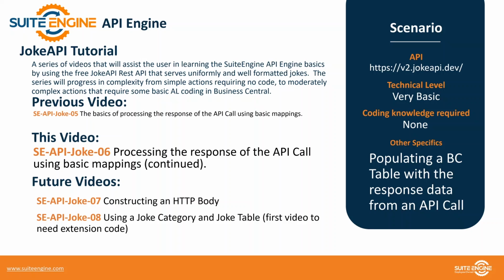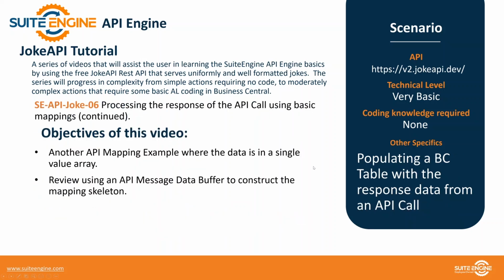So from a standpoint of our objectives, again, we're just going to do another mapping example. And this time the data, instead of being in the form of records, in other words, multiple fields per record, is essentially going to give us the category names in an array, and we'll learn how to map it. And along the way, we'll end up reviewing how to take an existing message data buffer from the API call to construct the mapping skeleton so that you have a starting place on the mapping exercise.